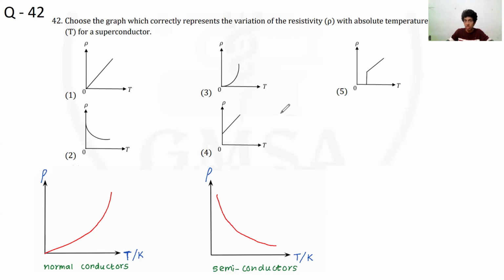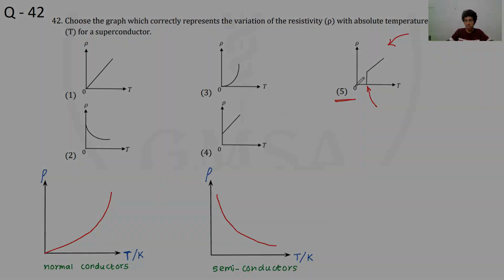So for superconductors, the variation of the resistivity rho with the absolute temperature T is correctly shown in this graph. Here you can see this is the critical temperature. At the critical temperature, the resistance becomes zero, and when the temperature falls below the critical temperature, it becomes a superconductor. So therefore, the correct answer is the fifth one.